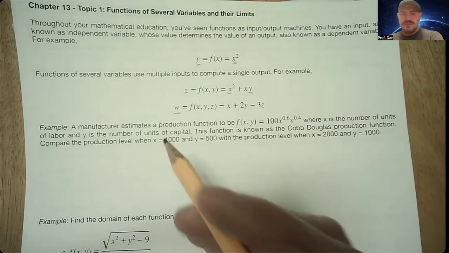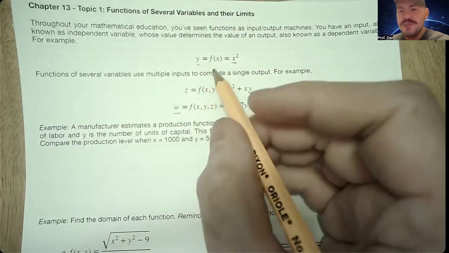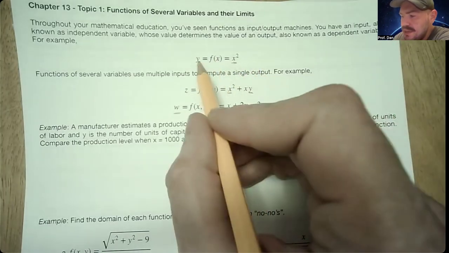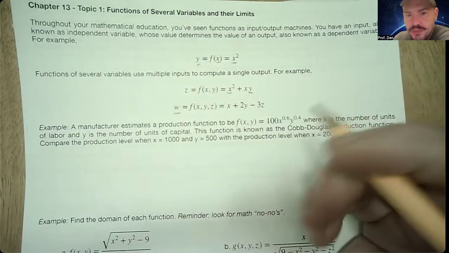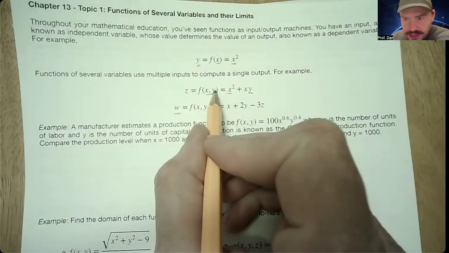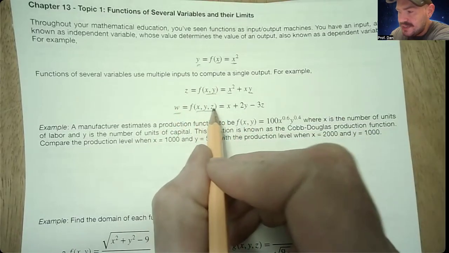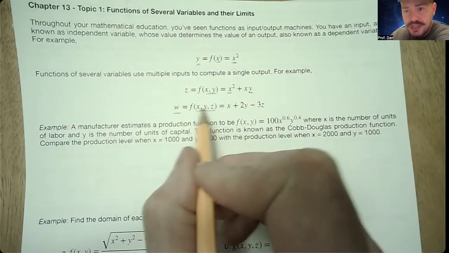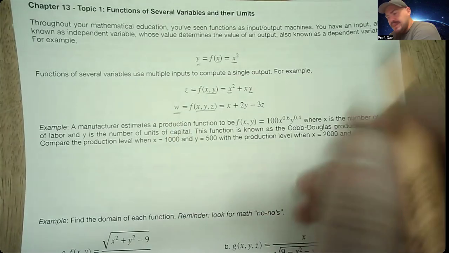When you look at your function notation, it basically tells you what your independent variables are. In this case, x was the independent variable, y was the dependent variable. In this case, x and y are both independent and z is dependent. And in this case, x, y, and z are all independent and w is dependent.